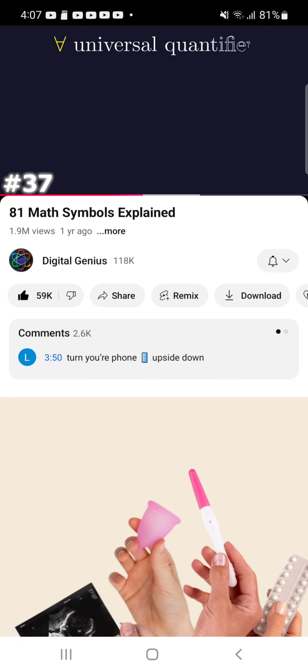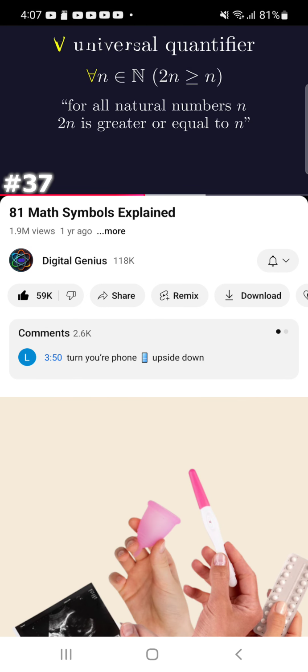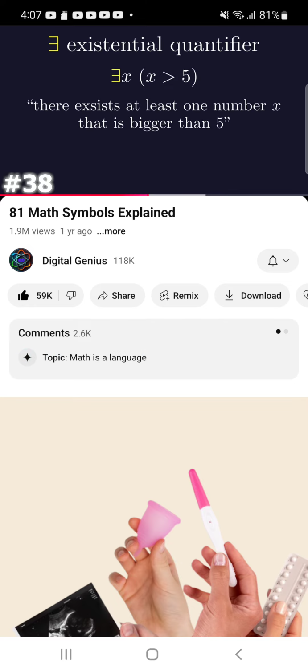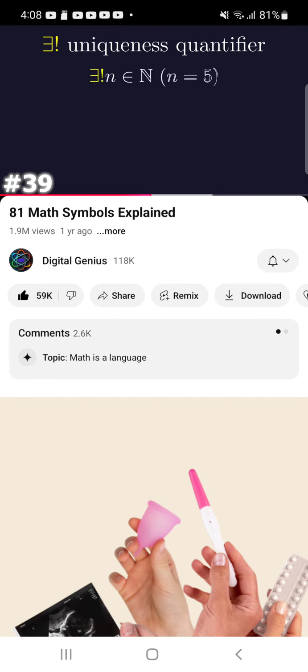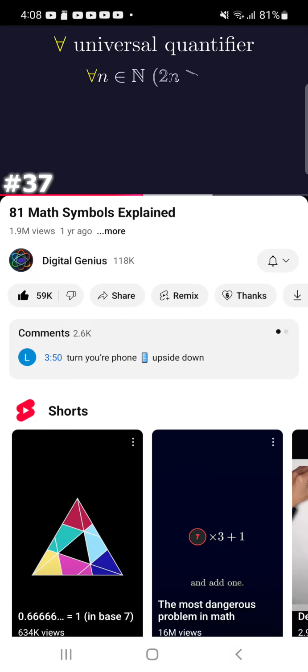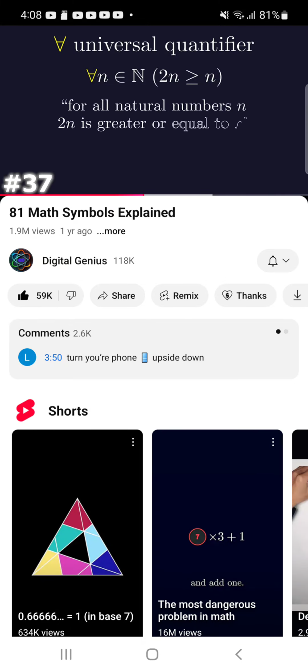Universal quantifier asserts that a statement is true for all elements in a given domain. The existential quantifier asserts that there exists at least one element in a given domain for which a particular statement holds true. Uniqueness quantifier is used to assert that exactly one element in a given domain satisfies a statement.